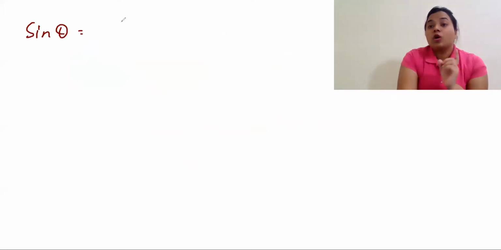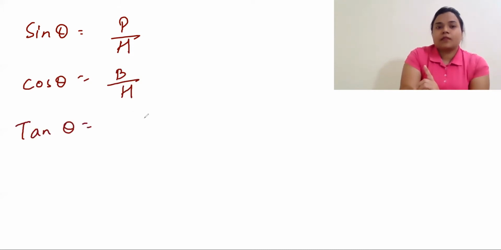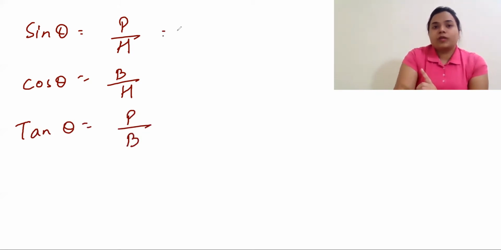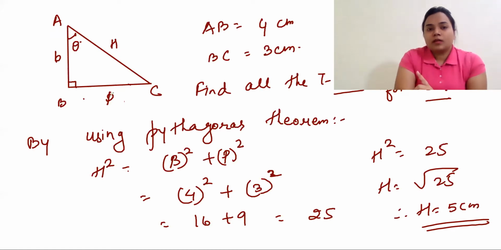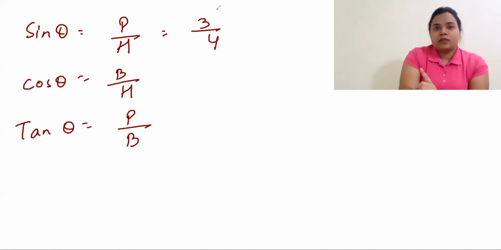Sin theta is equal to Pandit Badri Prasad Hari Hari Bol. So P by H, cos theta B by H, tan theta P by B. So P by H is equal to, P is our 3, this is 4 and this is 5. So 3 by 5, this is 4 by 5 and this will be 3 by 4.